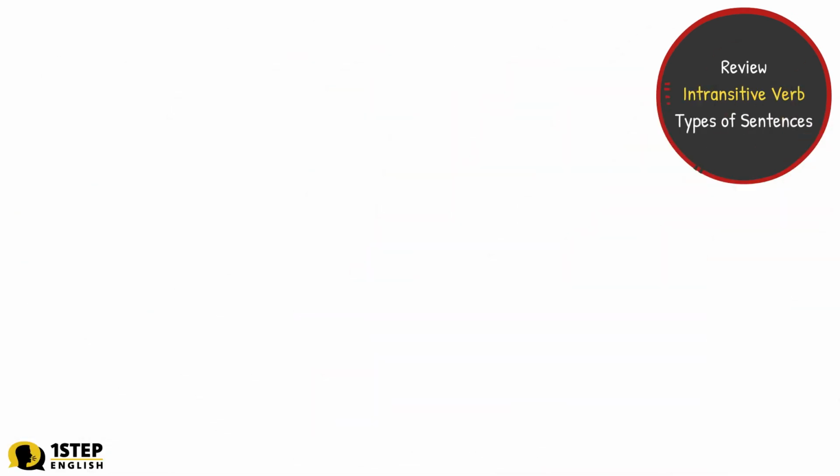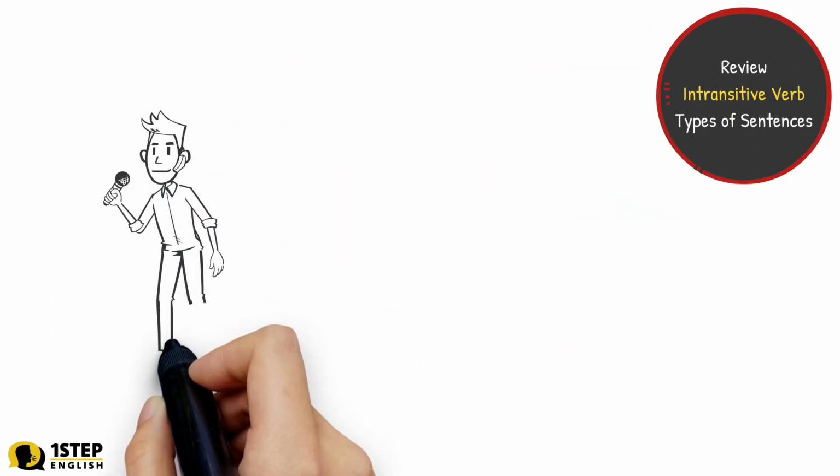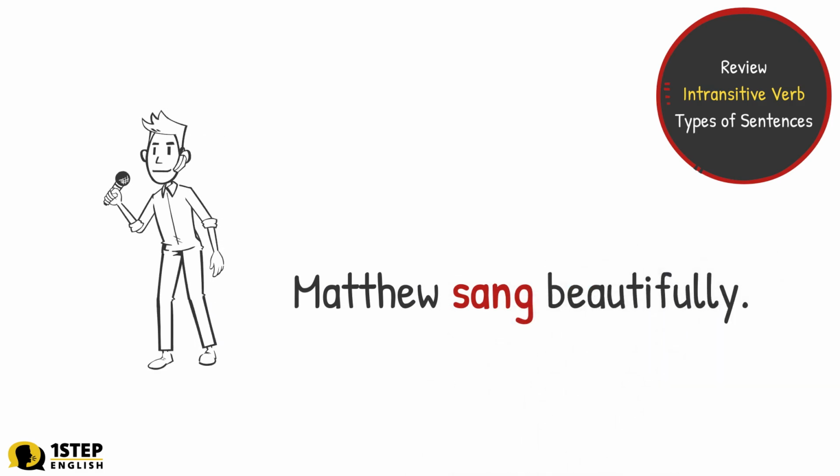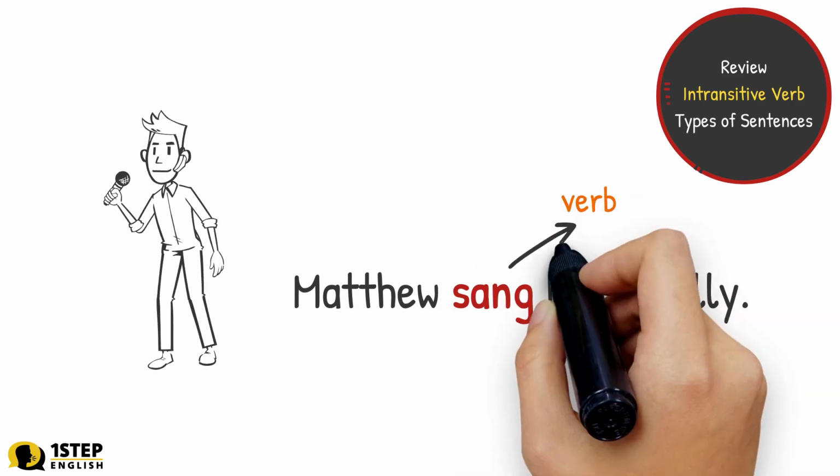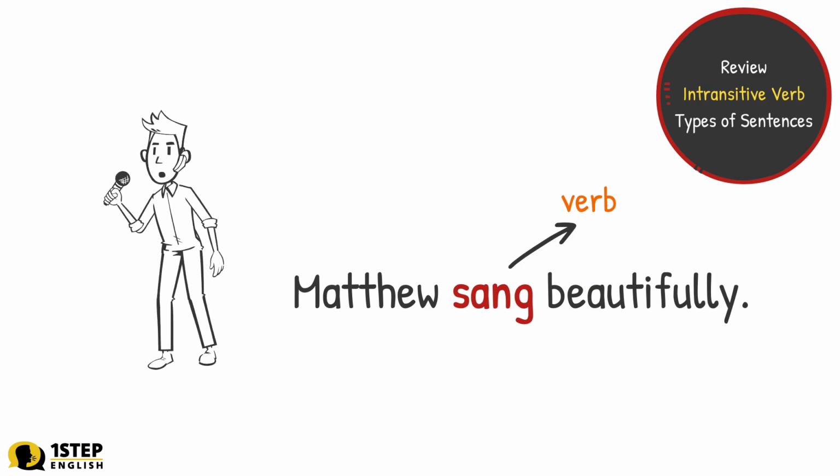Another example. Matthew sang beautifully. In this sentence, the verb is sang. Can we answer the question, sang what? If the sentence said that Matthew sang a song, we could answer the question. But in this sentence, the verb, sang, is not being done to anyone or anything. Since there is no direct object, the verb, sang, is an intransitive verb in this case.